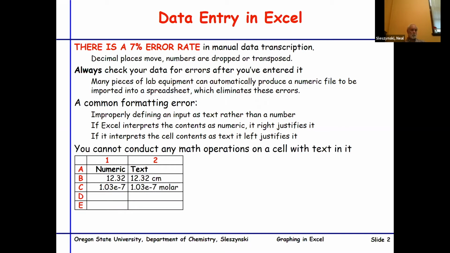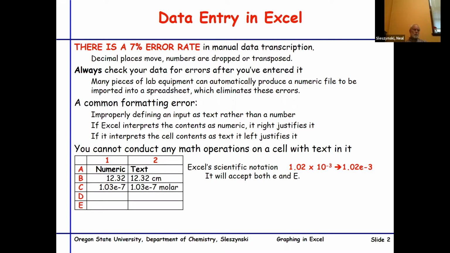You cannot conduct math operations on a cell that has text in it. So in column 2, you can see that the student has very carefully entered data including units. As soon as it sees alpha characters, Excel decides that you're just randomly typing text, and it left justifies it, and you cannot do a mathematical operation on that cell.